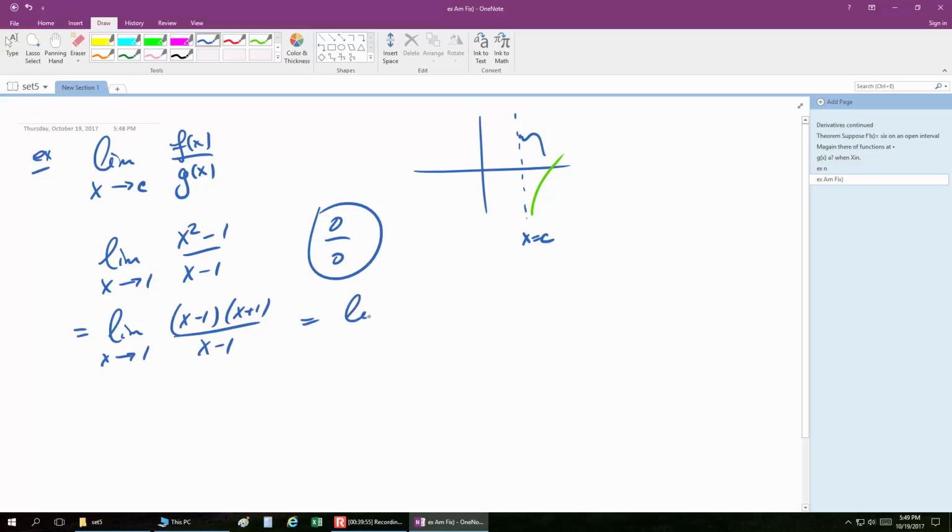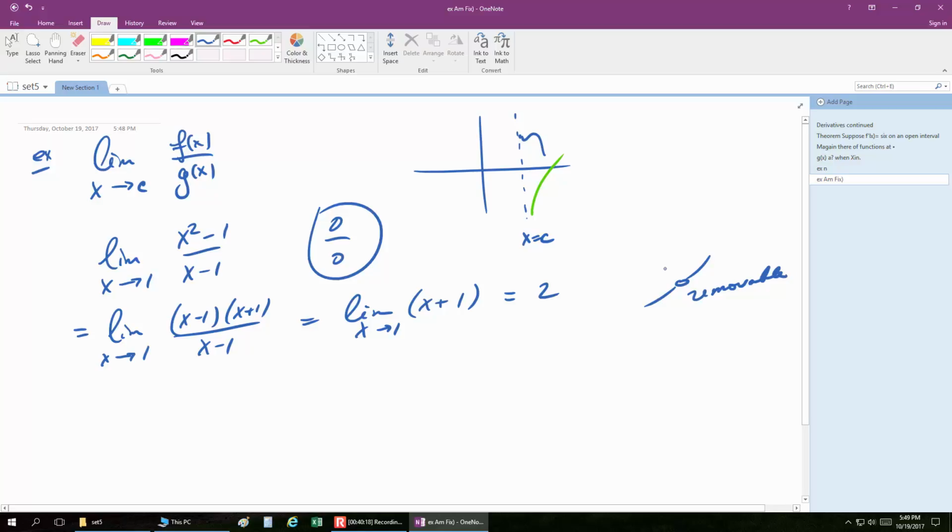Okay, and then we delete it or cancel it. x plus 1, x goes to 1, and the answer is 2. So in other words, the limit exists, but we have a hole in the domain. Otherwise it is what's called a removable discontinuity. There is only one point missing.